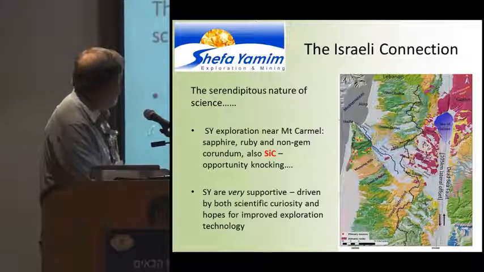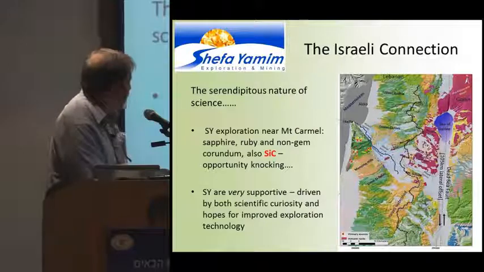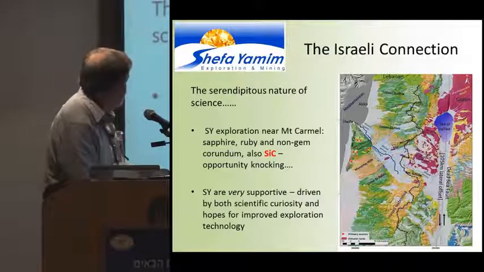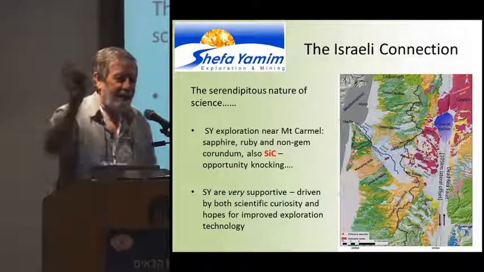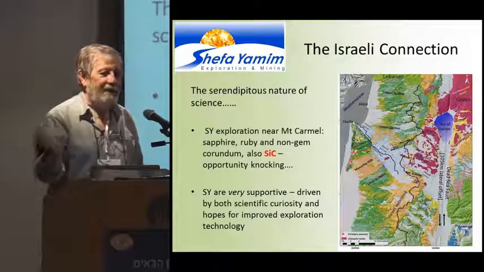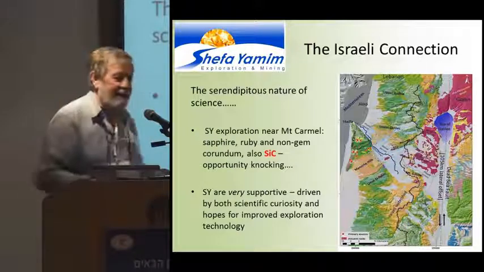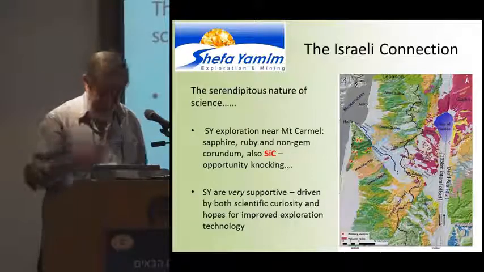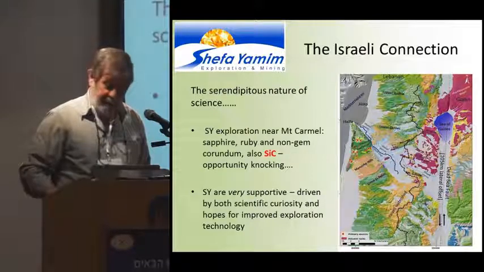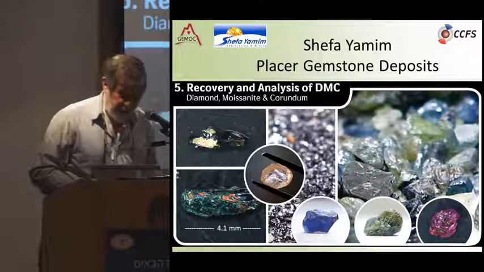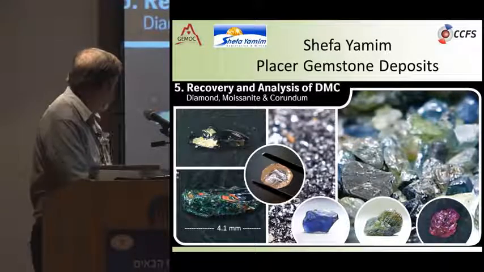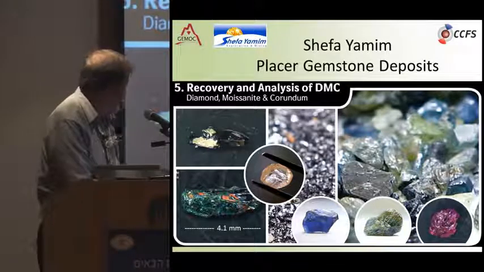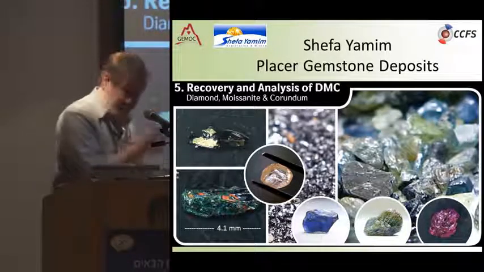Shefa Yamim, as you probably all know, have been doing exploration in this general region here and looking for sapphire, ruby. They're finding all sorts of things. I'll come back to this one later. And the silicon carbide. So this was kind of an interesting opportunity, but it really shows, as I say here, the serendipitous nature of science. You start off to do one thing and wait till you see what you wind up with next. It's really amazing. Anyway, so there's the placer output from Shefa Yamim, all sorts of things, including these gigantic moissanite crystals, sapphire, rubies, diamonds, you name it.